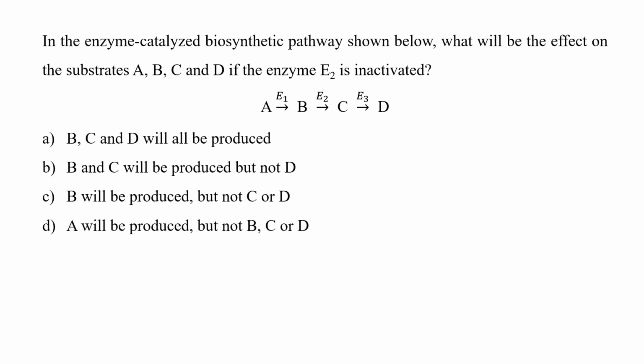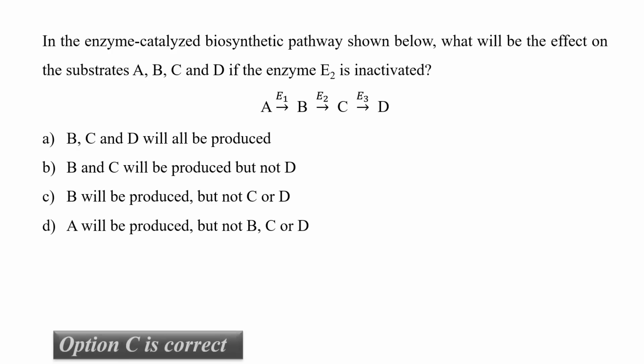In the enzyme catalyzed biosynthetic pathway shown below, what will be the effect on the substrate A, B, C and D if the enzyme E2 is inactivated? That's very simple. As we can see, if E2 is deficient, then downstream product C and D will not form, but B can still form because E1 is still active. So option C is correct, that B will be produced but not C or D.